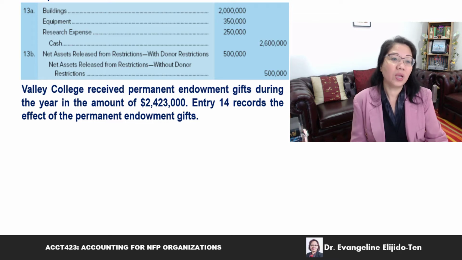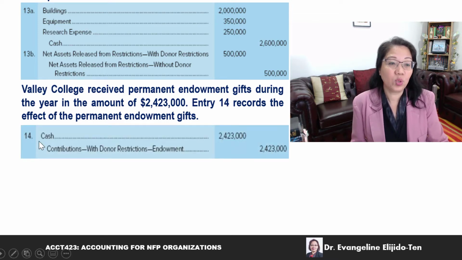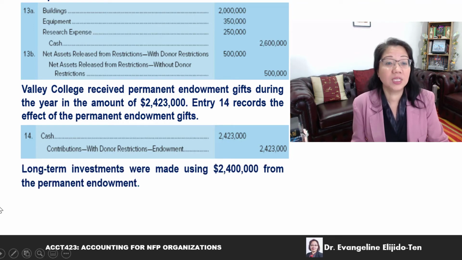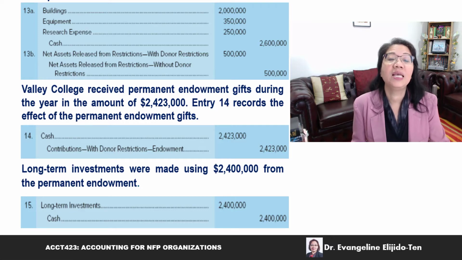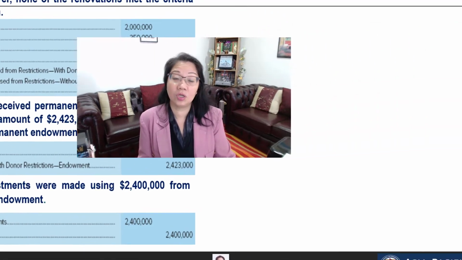Next, Valley College received permanent endowment gifts during the year in the amount of $2,423,000. So, in entry 14, we debit cash $2,423,000 and credit contributions with donor restrictions endowment for the same amount. Long-term investments were made using $2.4 million from the permanent fund. So our entry now would be to debit long-term investments $2.4 million and credit cash $2.4 million.